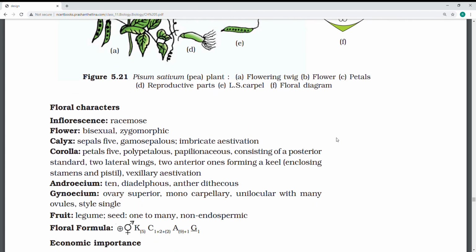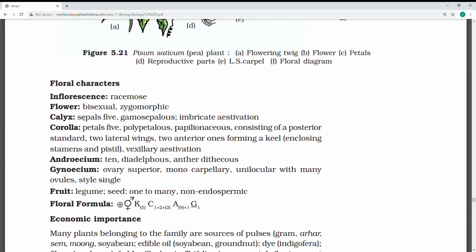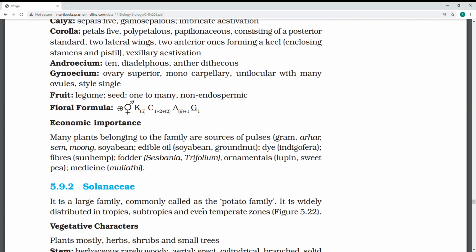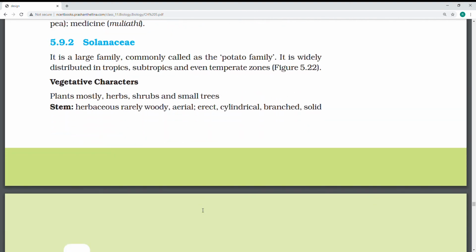You can write it as zygomorphic. Petals are 5, corolla is 1 plus 2 plus the arrangement. Androecium: 9 will be on one side and 1 separate, and superior ovary. And the fruit is a legume. All fruits which come here are pulses, gram, beans. All these come under these. The jute plant, which we use for cloth, even ornamental plants and medicinal plants like mulethi, all these.